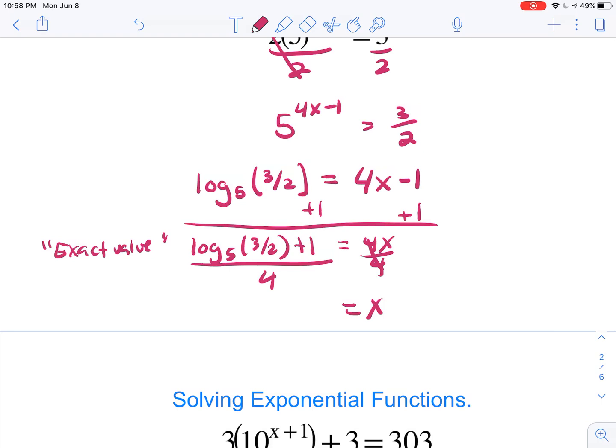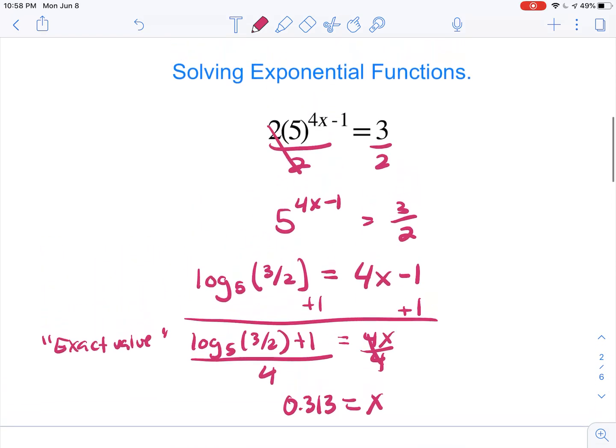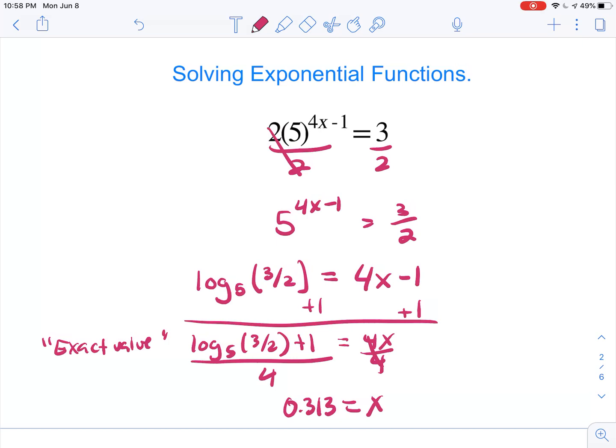And then when you type this into your calculator, you want to make sure you read the directions of the question. If it says hundredth, 2 decimal places, thousandth, 3 decimal places, etc. So I'm just going to round this to 3 decimal places, and I get x is equal to 0.313.